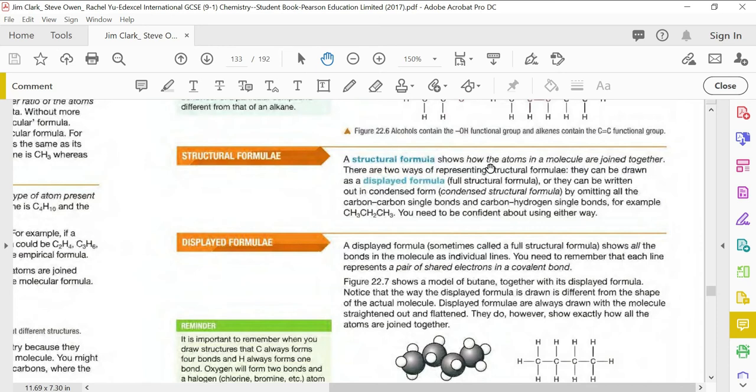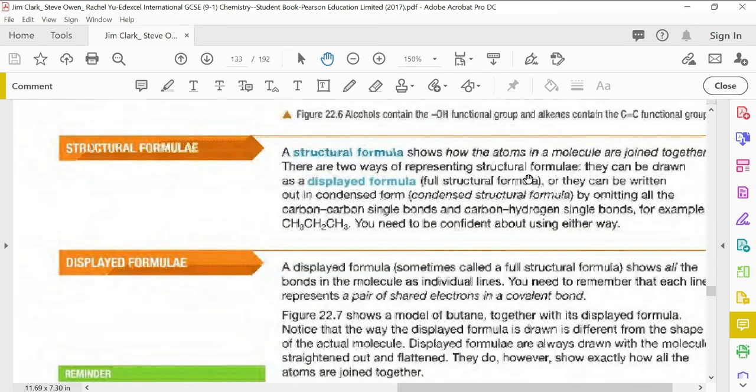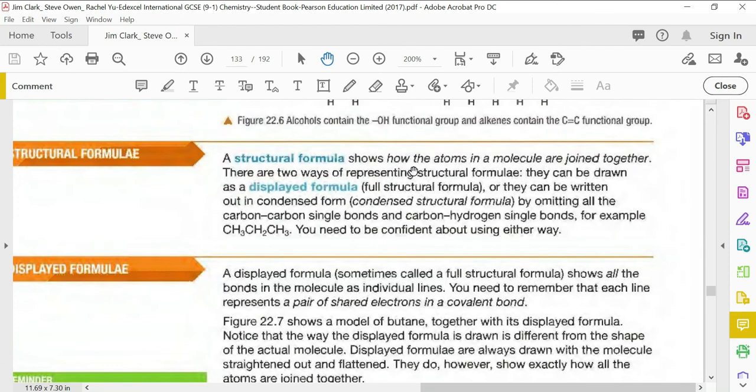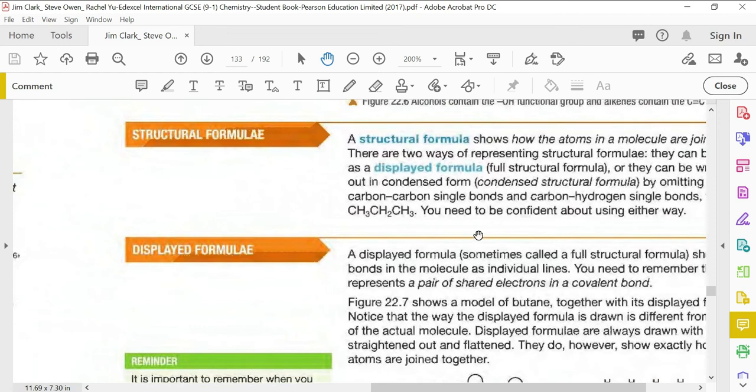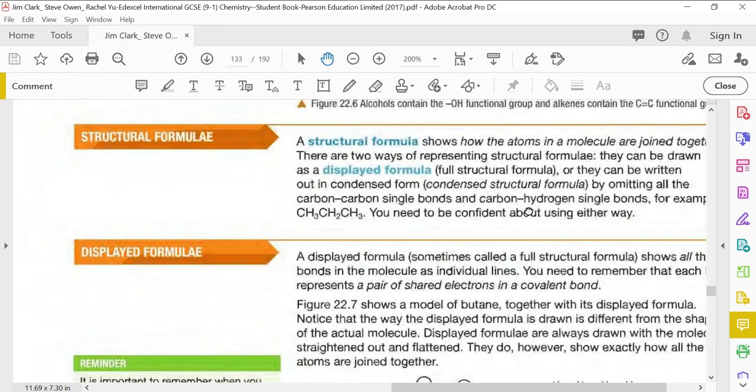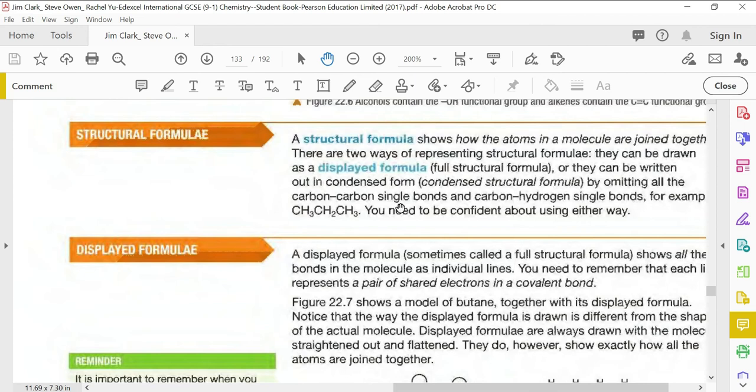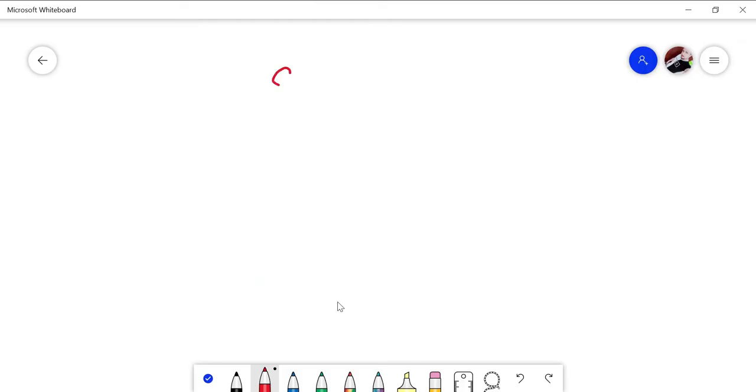The structural formula shows how the atoms in a molecule are joined together. There are two ways of representing structural formula. They can be drawn as a displayed formula, full, or they can be written out in condensed form. Now I'll show you the difference between the condensed form and the full form, by omitting all the carbon-carbon single bonds and carbon-hydrogen single bonds. The one which we usually were drawing is like this.